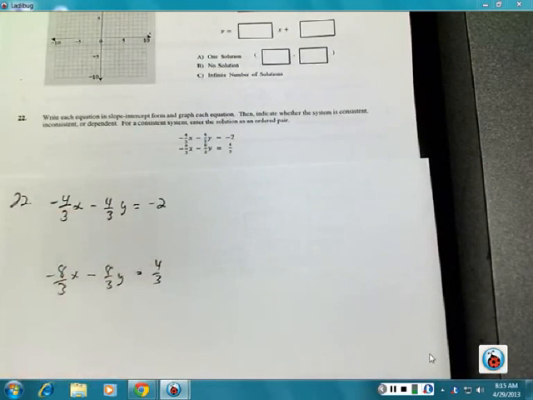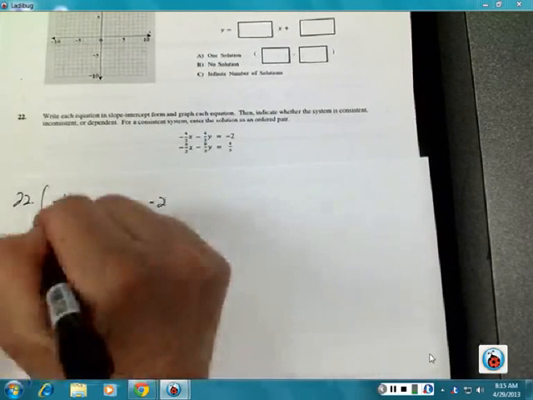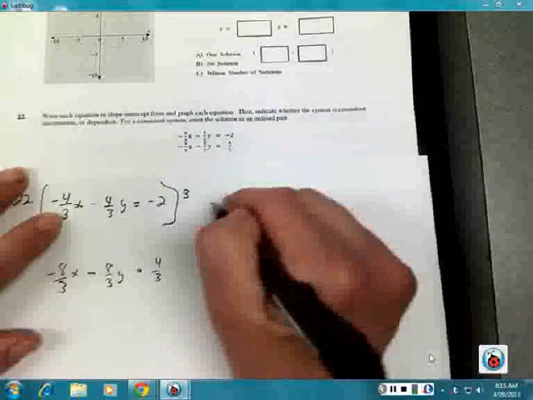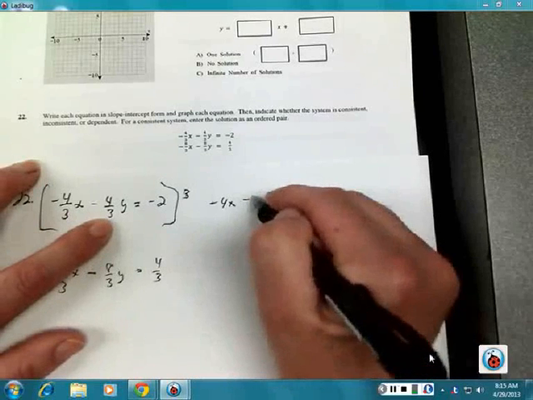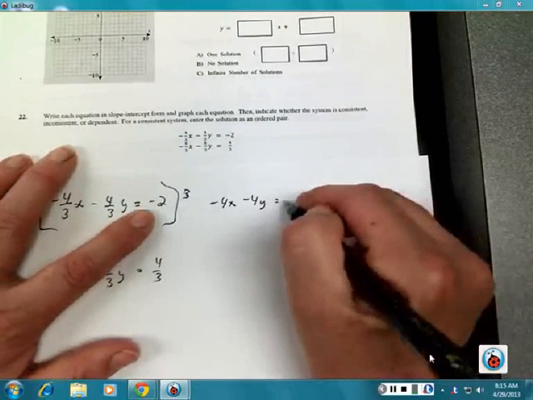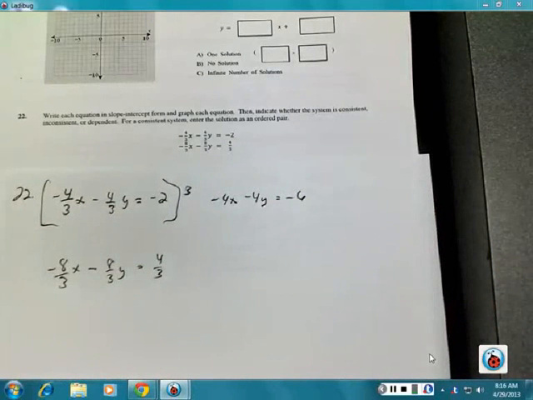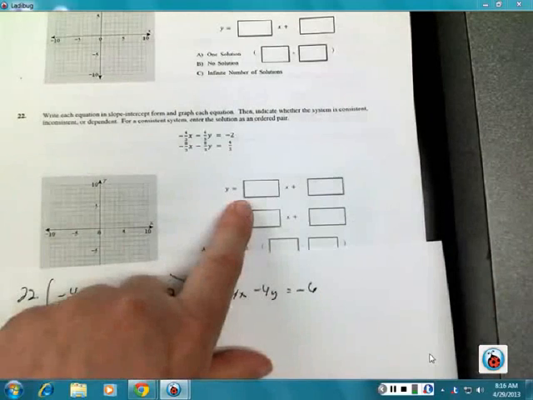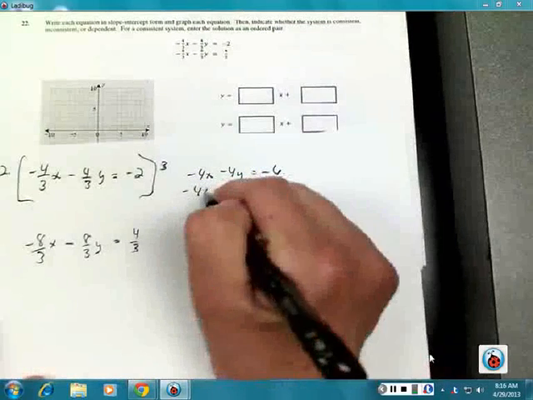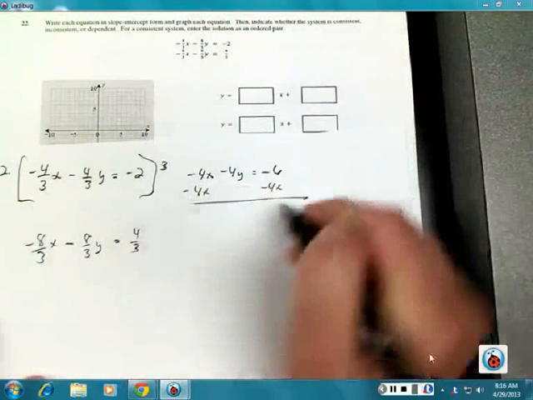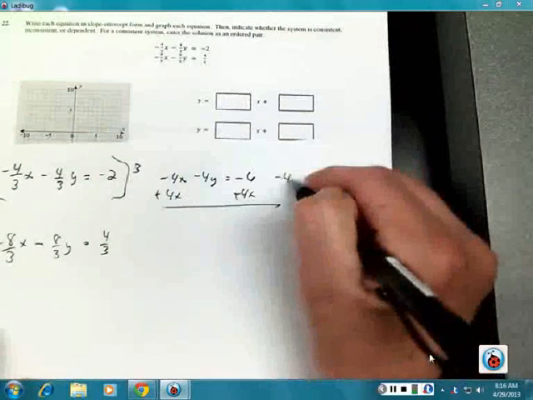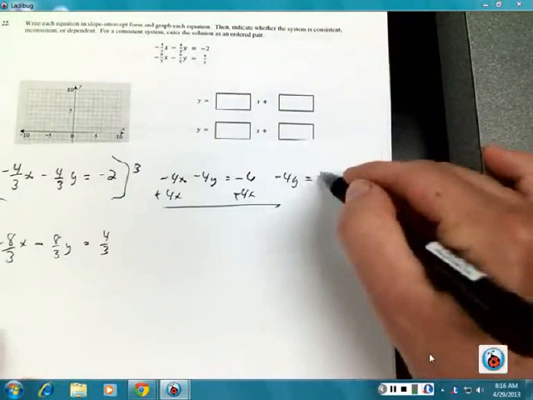So I'm going to get rid of my denominator. I'm going to do that with this top one. That means I have to multiply everything by 3. So these cancel, leaves me a negative 4x. Those cancel, leaves me with minus 4y. And 3 times a negative 2 is a negative 6. And to finish it, because I need to get it in a y equals situation right here, I need to solve for y in here. So I'm going to add 4x to both sides. Thank you. And so I get negative 4y is equal to 4x minus 6.